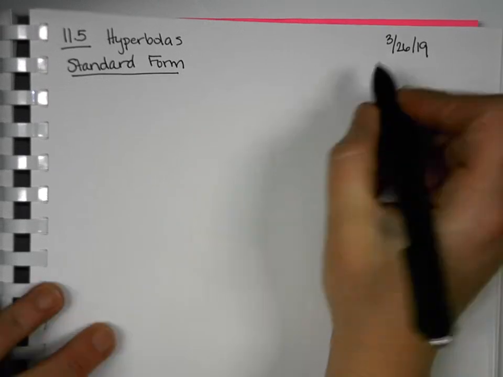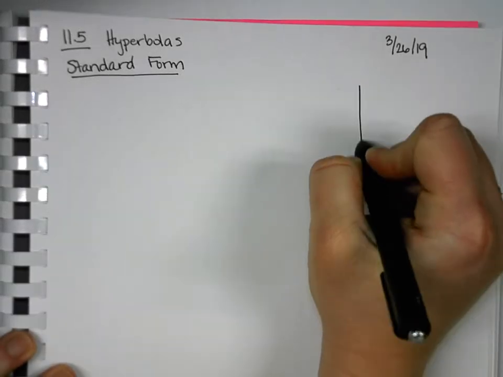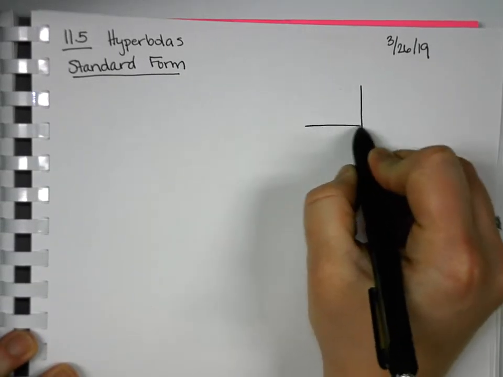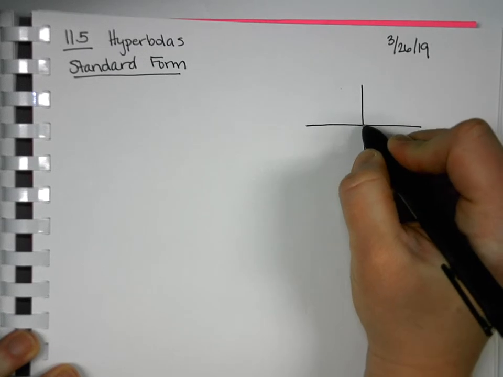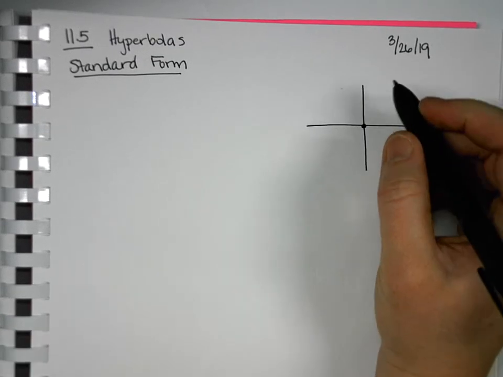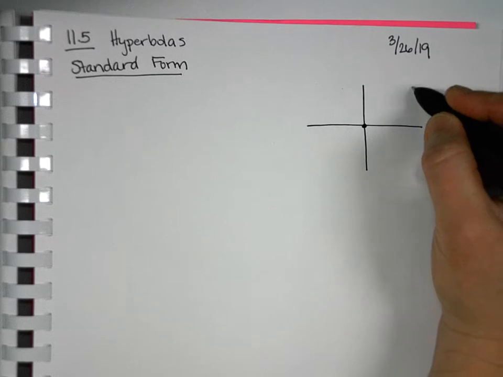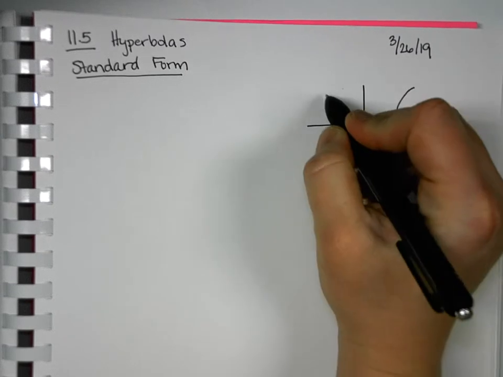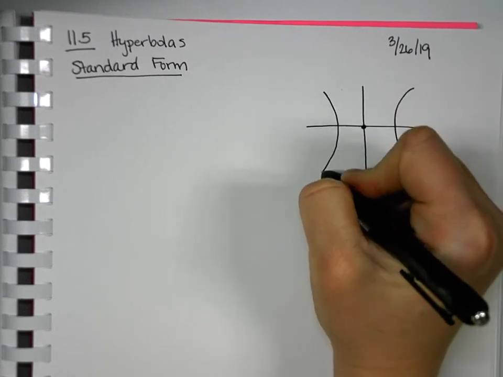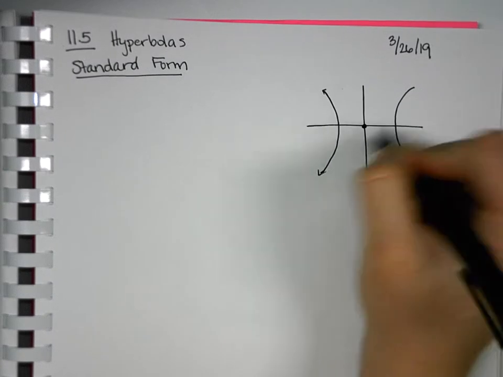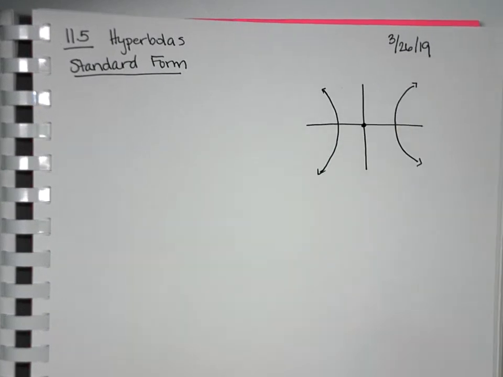So a hyperbola looks something, so here's your axes. I'm just going to put my center here in the middle for now. But it's something like this, where you can think of it as two parabolas together, but going in opposite directions.